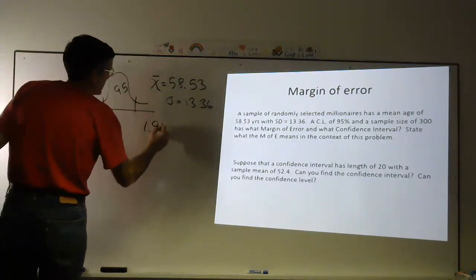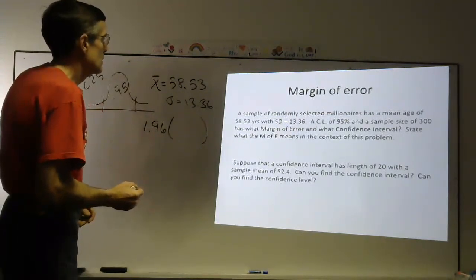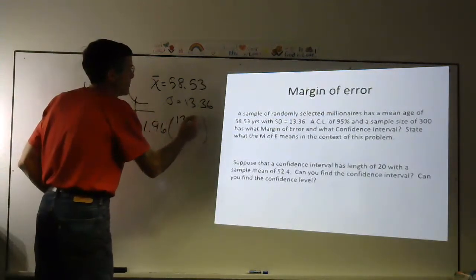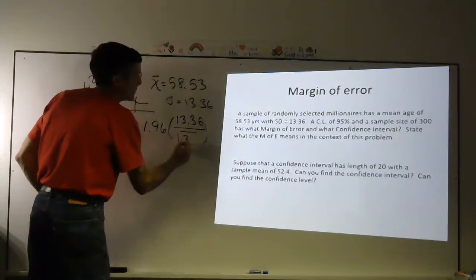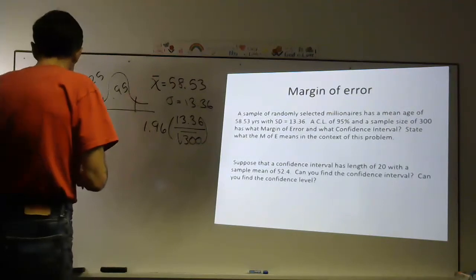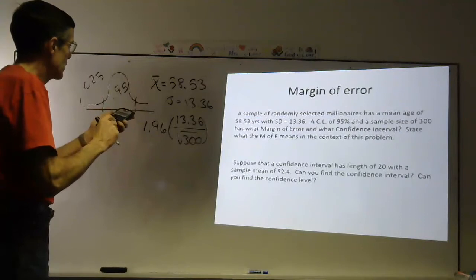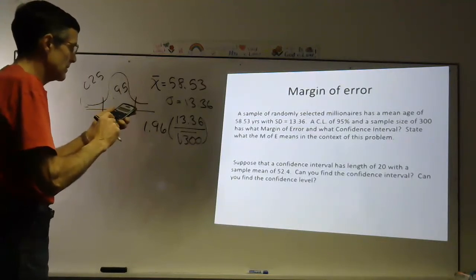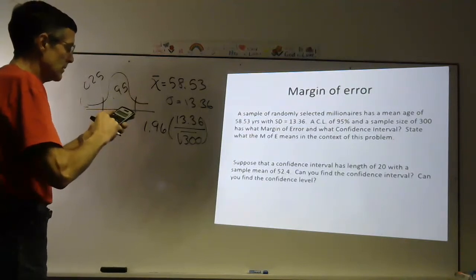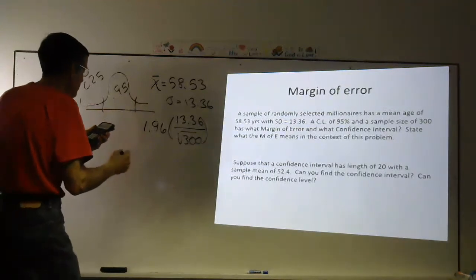So I have 1.96 times the standard deviation of 13.36 over square root of 300. Okay? So let's find the margin of error by multiplying this out. So I have 1.96 times 13.36 divided by the square root of 300, and that is 1.51.